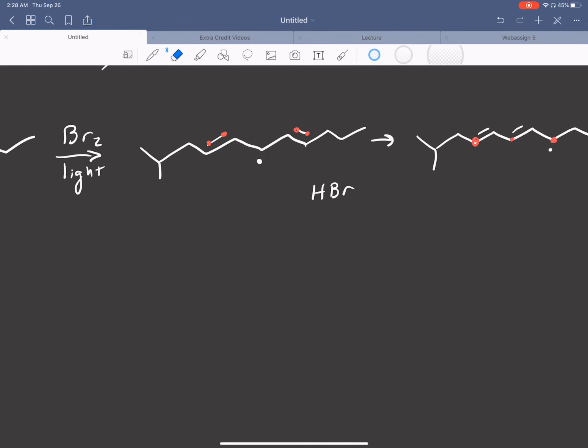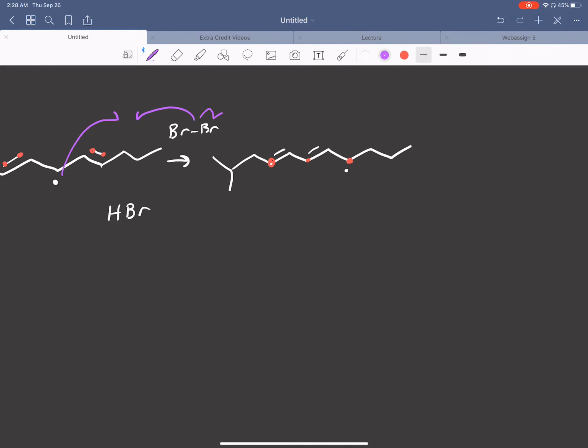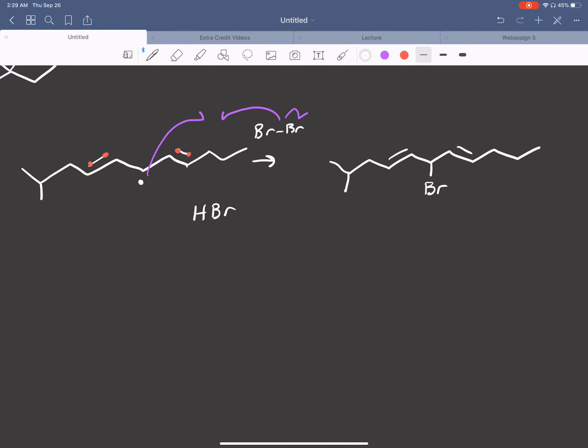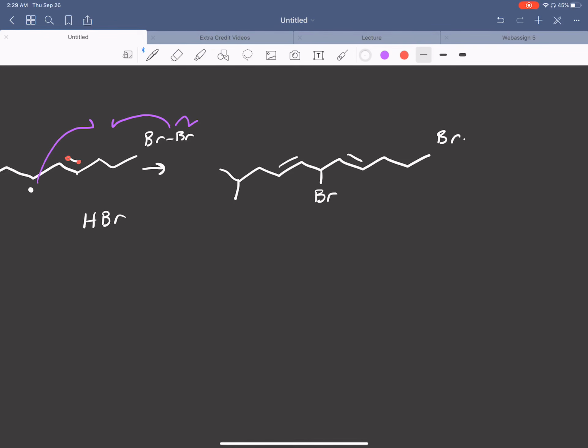So we have a radical, we have another Br2, and so our radical is going to form part of the bond. The Br bond breaks, and we get this. Let's delete that. So we're going to keep this here, keep that, and we put a Br there. And we have another Br radical. And so that would be our answer for that question if it asks for the major product, just in between those double bonds.